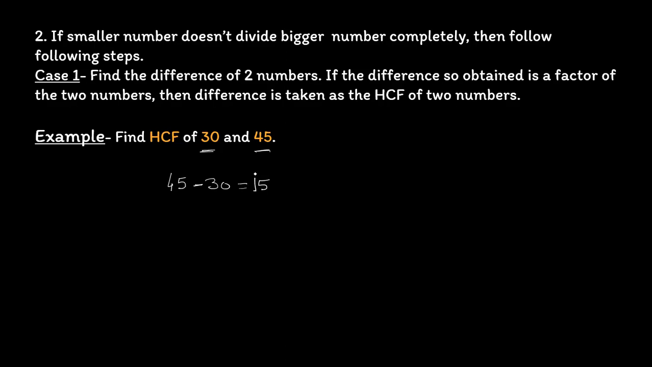After finding the difference, we figure out whether it divides both the numbers. Yes, 15 divides both 30 and 45. 15 2s are 30, 15 3s are 45. So HCF of the numbers 30 and 45 is equal to 15. You have reached the solution so fast.